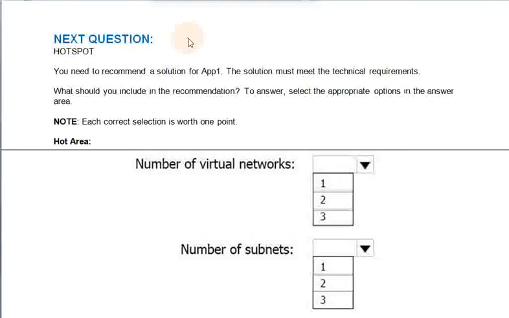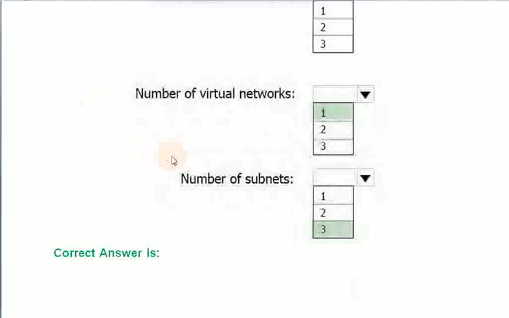The next question. You need to recommend a solution for app 1. The solution must meet the technical requirements. What should you include in the recommendation? To answer, select the appropriate option in the answer area. Each correct statement is worth 1 point. Have a view on this table. Number of virtual networks and number of subnets. This is the solution for the above discussed question.